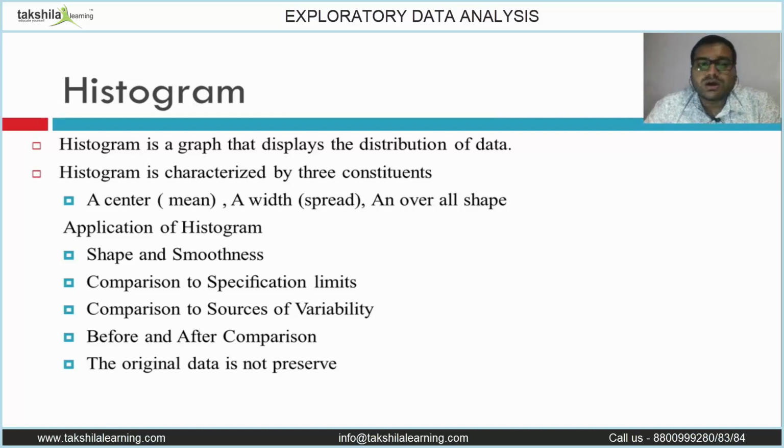The applications of a histogram are the shape and smoothness, comparison to a specification limit, comparison to sources of variability, and before and after comparison. The original data is not preserved. It depends: if you are going for skewness, the data will not be preserved the same, but if you are directly plotting, you will get the same. And if you fix a random seed, you will get the same output.